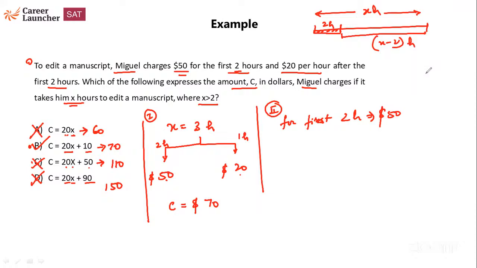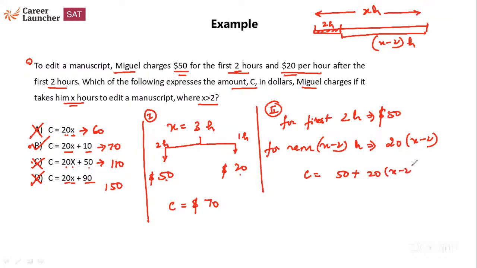And each hour, he gets $20. For the remaining X minus 2 hours, he should get 20 times X minus 2. That means the total amount is 50 for the first 2 hours, and for the remaining number of hours, open the bracket, that is 20x plus 10.